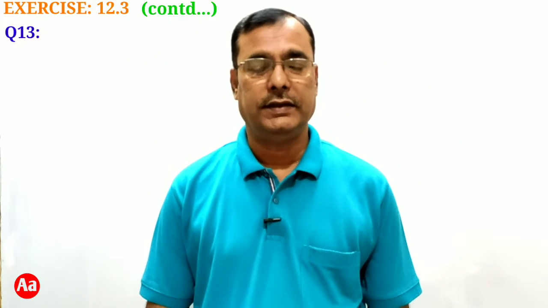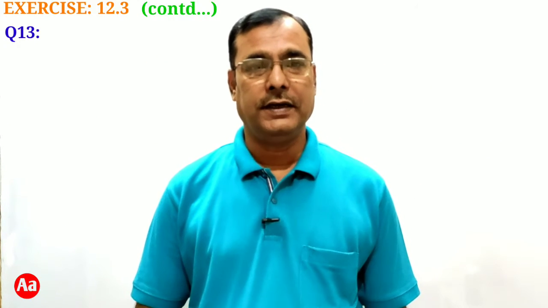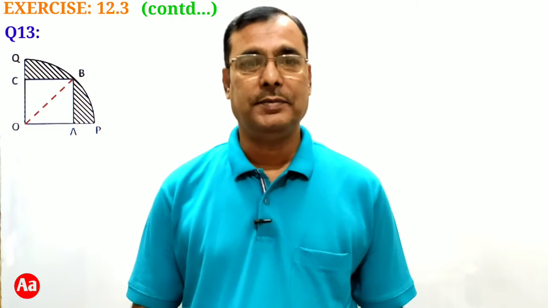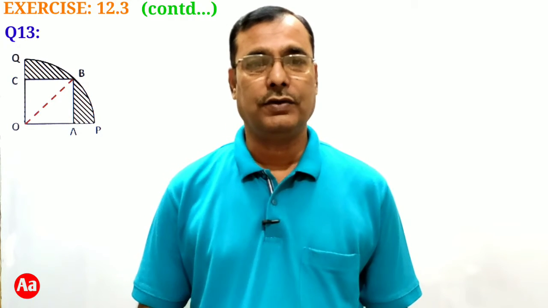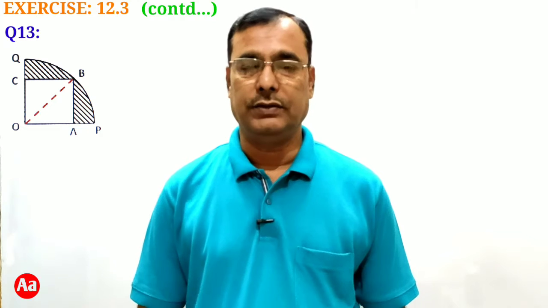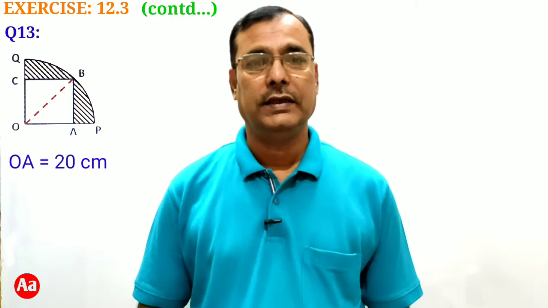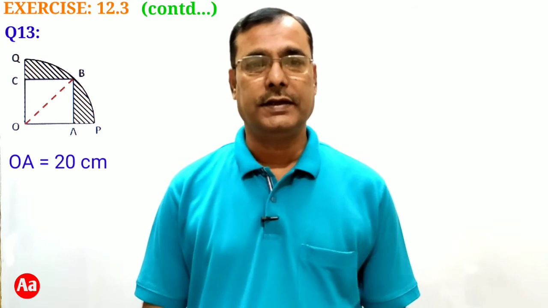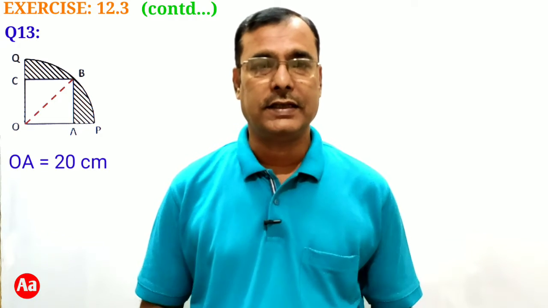Question number 13. In the given figure, a square OABC is inscribed in a quadrant OPBQ. If OA is equal to 20 centimeter, find the area of the shaded region.